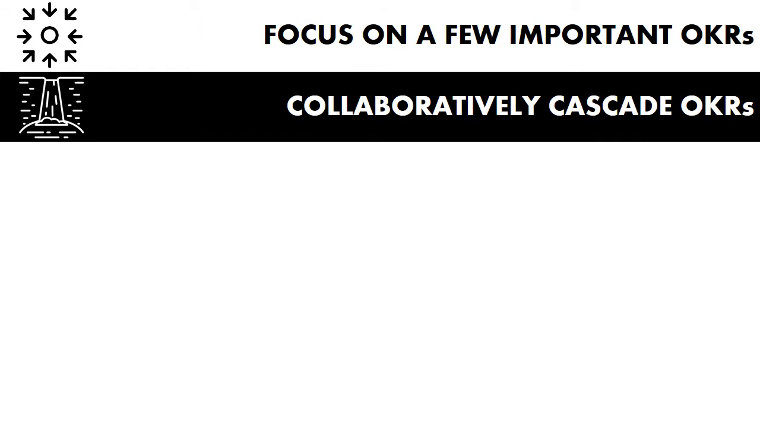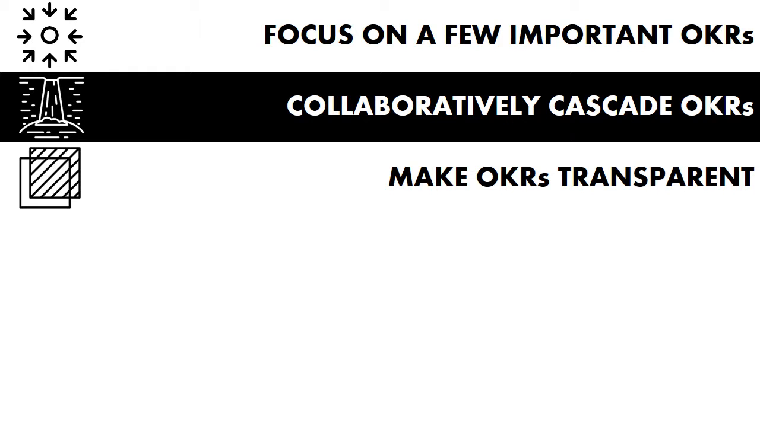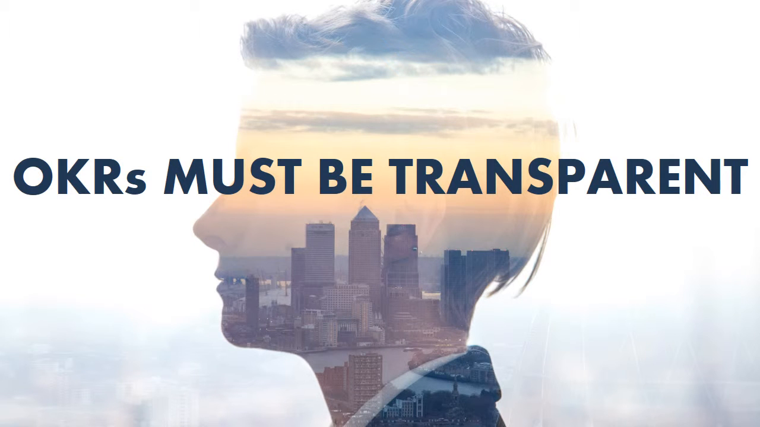Okay, so we've talked about focusing on a few important OKRs. We've talked about collaboratively cascading our OKRs down through the organization. The next thing we want to focus on is making our OKRs transparent. So OKRs should be transparent throughout the organization from the very top to the very, very bottom.